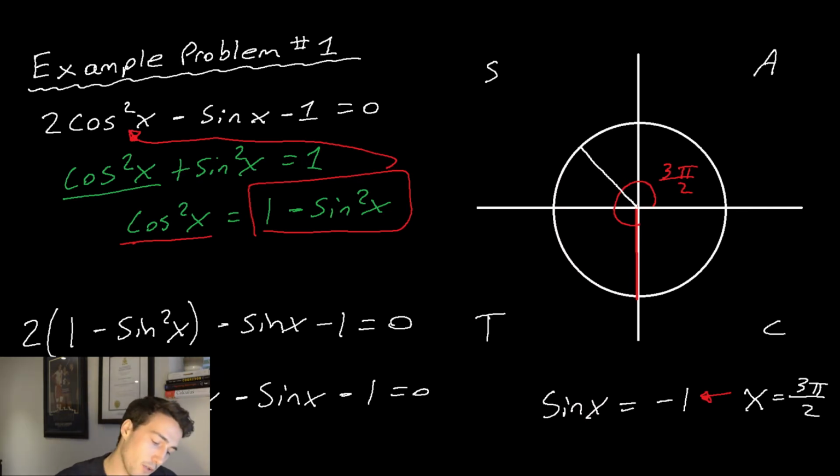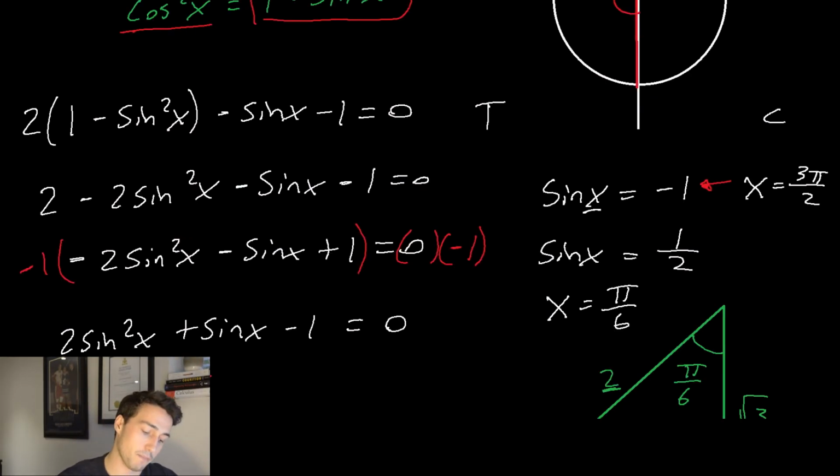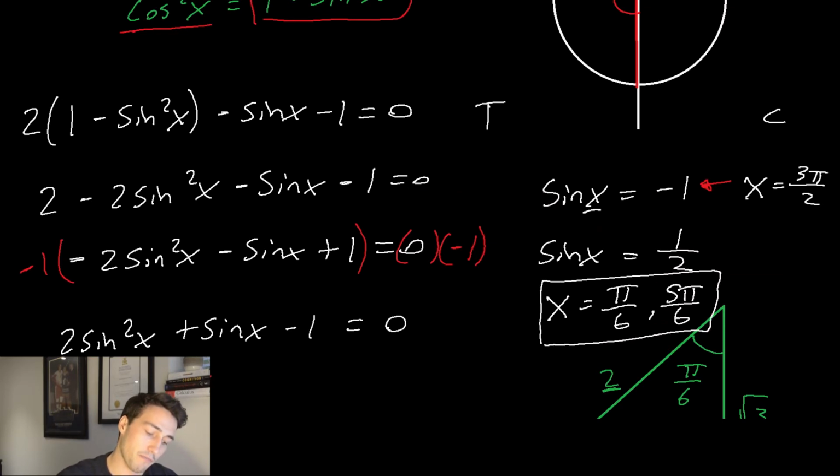If we look at this reference angle, this is the angle pi over 6, but we take angles from this x-axis. So that angle value is actually not just pi over 6, but it's 5 pi over 6. So with this, we have x is equal to pi over 6, 5 pi over 6, and x is also equal to 3 pi over 2.